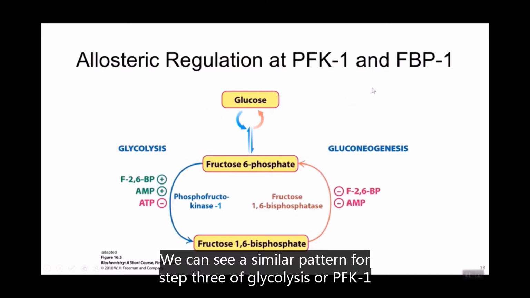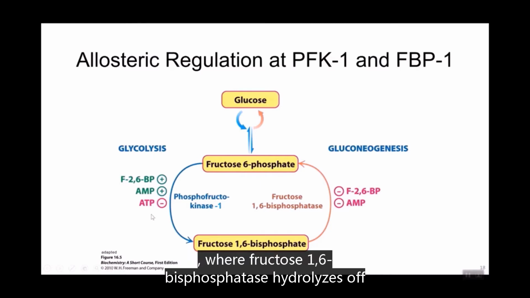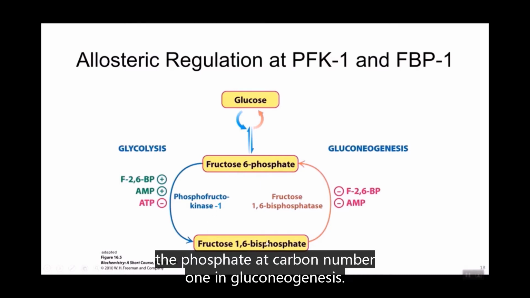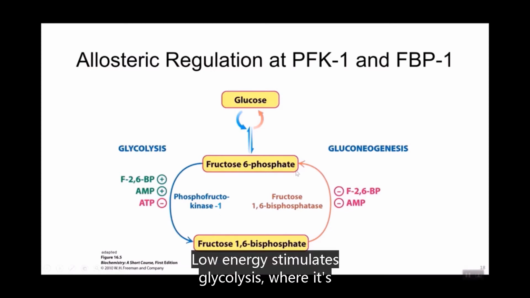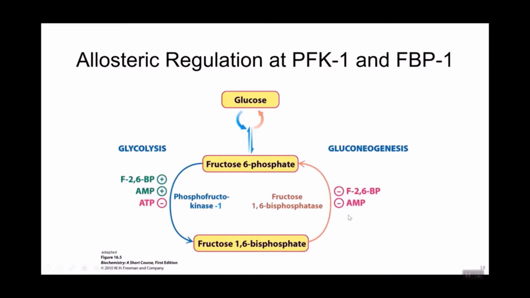We can see a similar pattern for step 3 of glycolysis, or PFK1, where fructose 1,6-bisphosphatase hydrolyzes off the phosphate at carbon number 1 in gluconeogenesis. Low energy stimulates glycolysis, where it's also going to inhibit gluconeogenesis. Gluconeogenesis is an anabolic pathway, so if we don't have energy, we don't want it running.